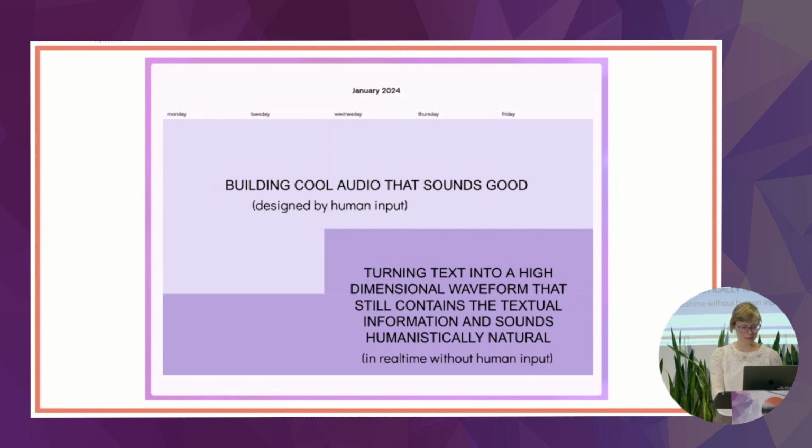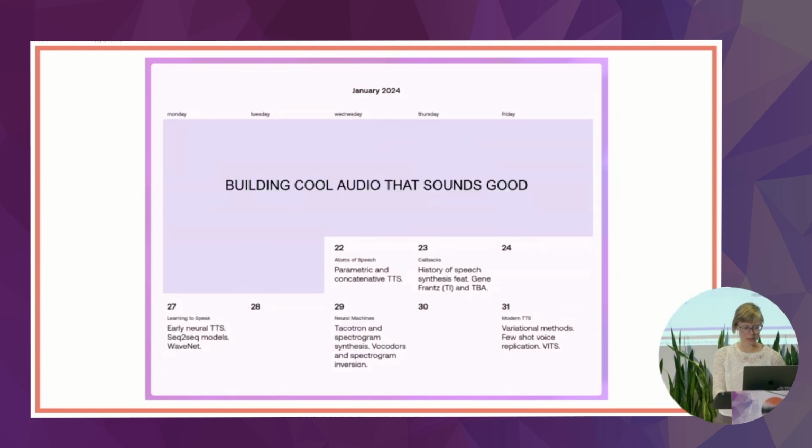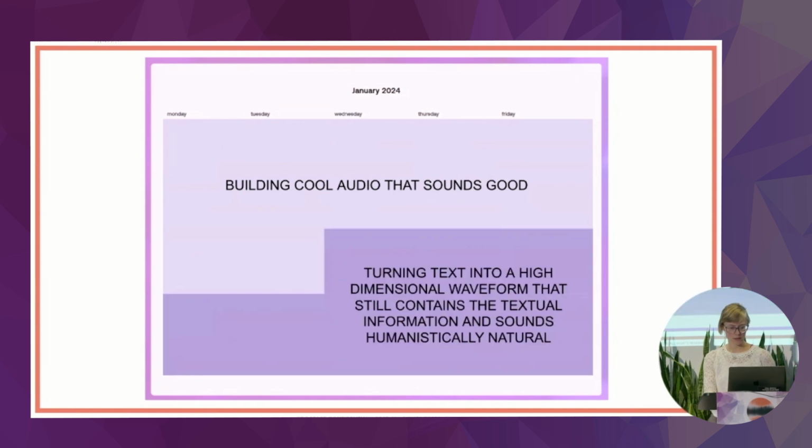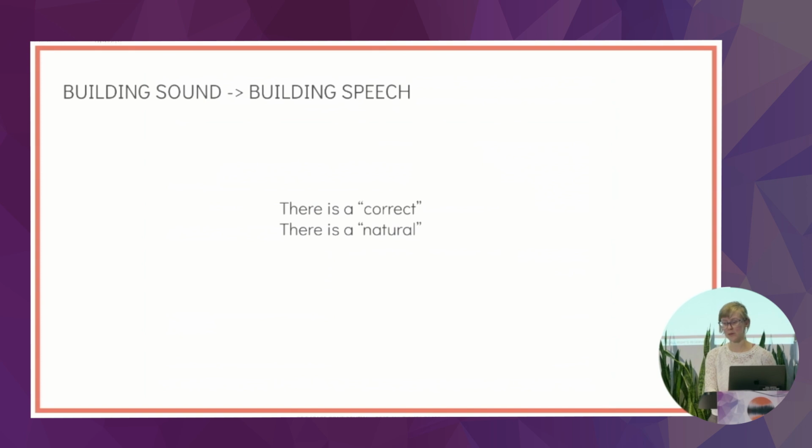So, just to go back to what the actual schedule looks like. We're going to start with parametric and concatenative TTS, which are older methods. Looking at some of the history, we've got some guest lecturers, which I'll explain later. Then we're going to start on early neural TTS, and then move into modern neural text-to-speech. So that is the landscape for the next few weeks.